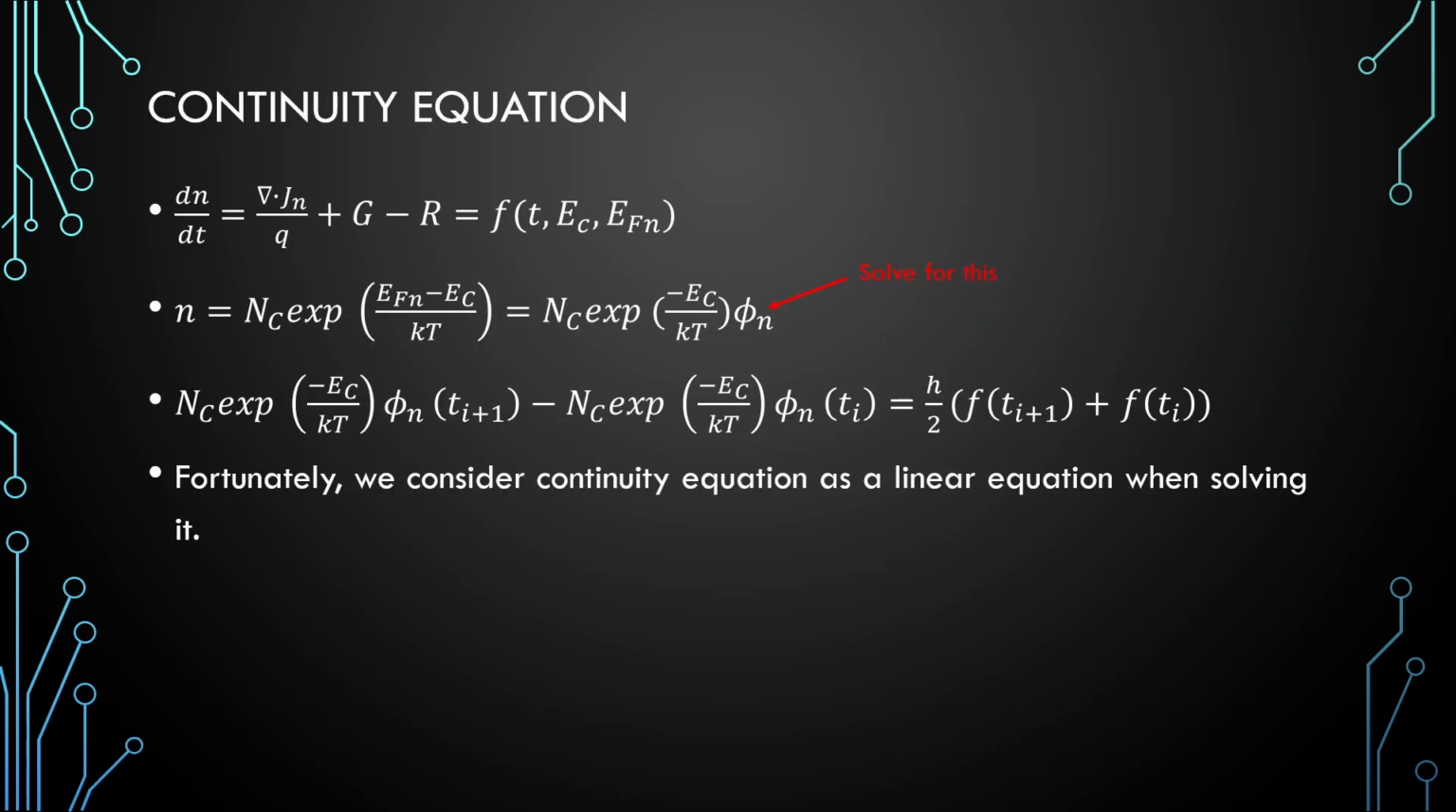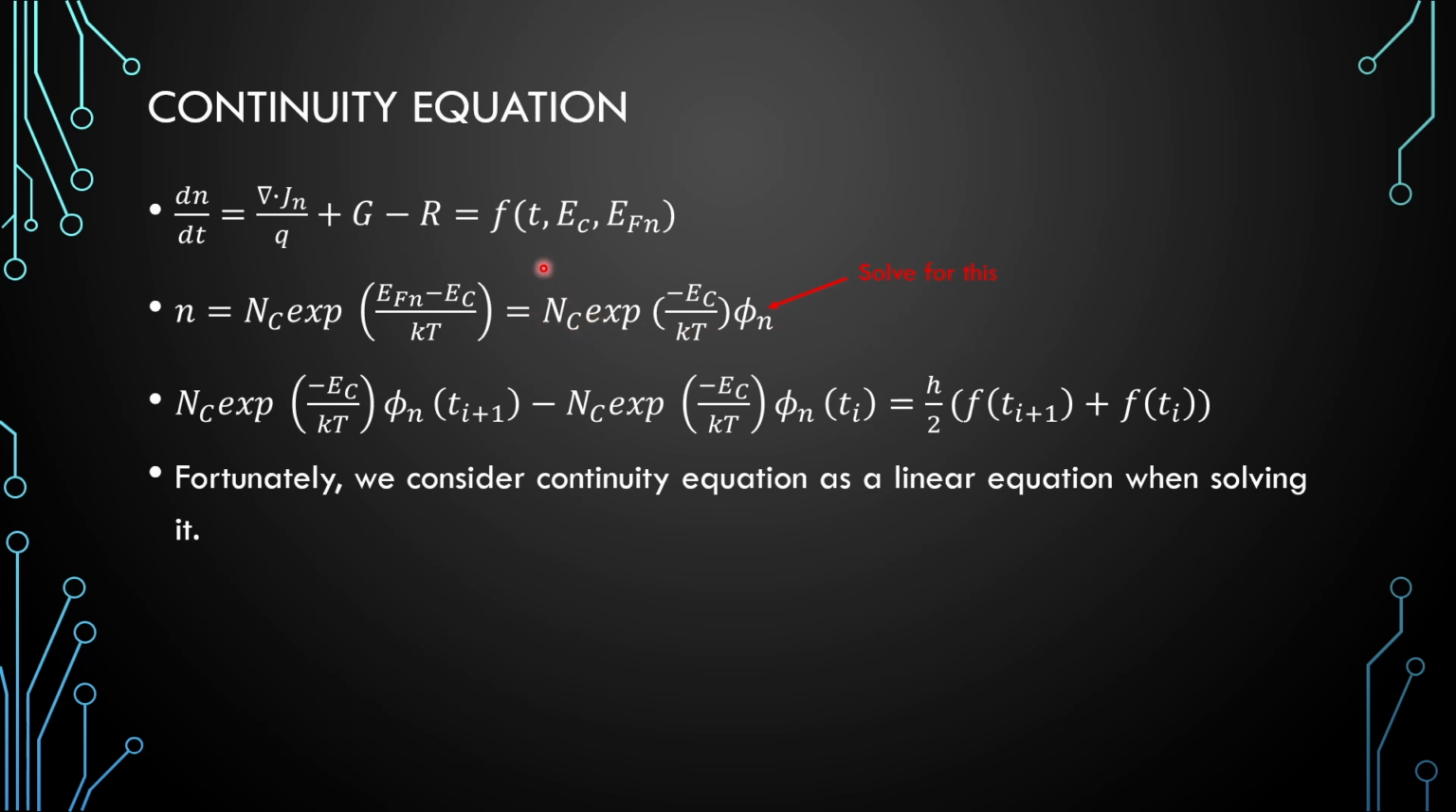Now I want to move on to the continuity equation. So I would like to take the electron, for example. The continuity equation for n is dn over dt equals the divergence of Jn over q plus G minus R. So the right-hand side is our f. And I would like to use the Slotboom variable in this case. So we can rewrite n using a Slotboom variable.